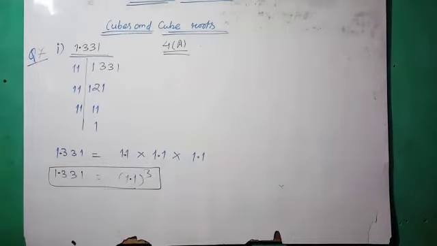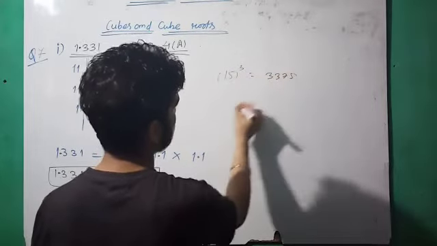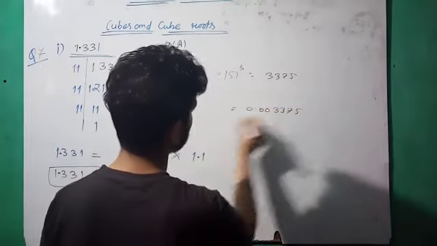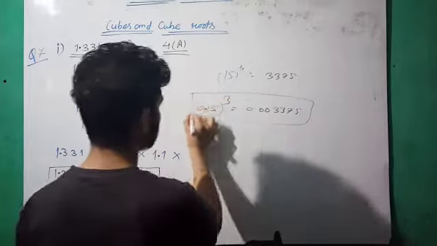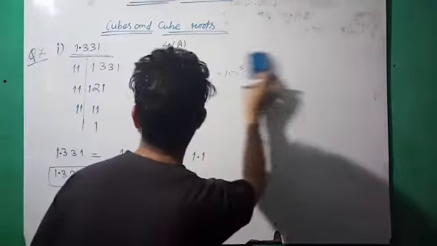Now we have one more number, 0.003375. We have to find the cube root of this number. This is the cube of 0.15, because the cube of 15 is 3375 and we have 6 decimal digits. So 0.003375 is the cube of 0.15. Students, you have to find the cube of this on your own. Now we move to question number 8.